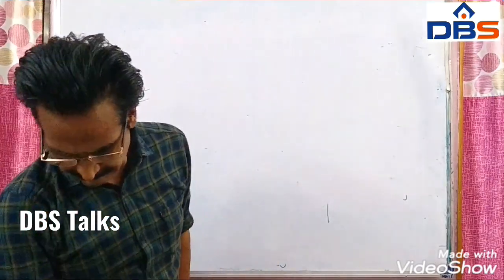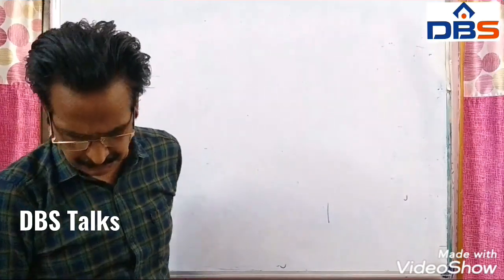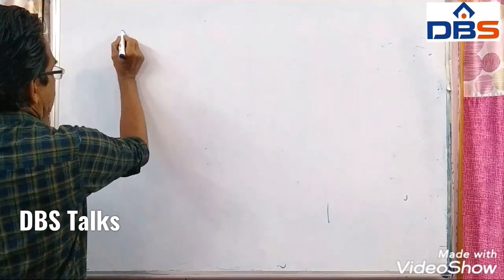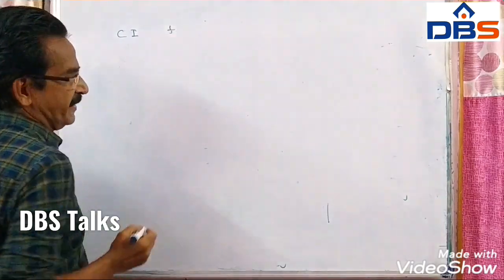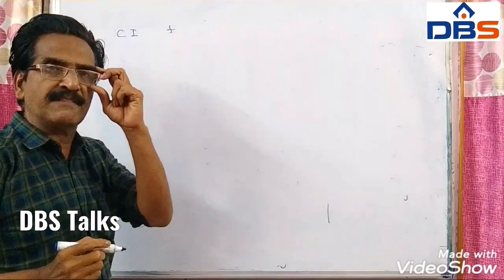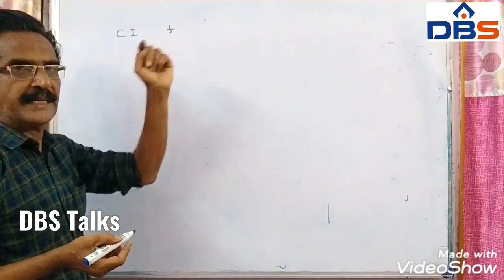Finding variance for group data. Here the question is: find the variance of the following continuous frequency distribution. Class intervals and frequencies are given, and the rest of the things we can write.